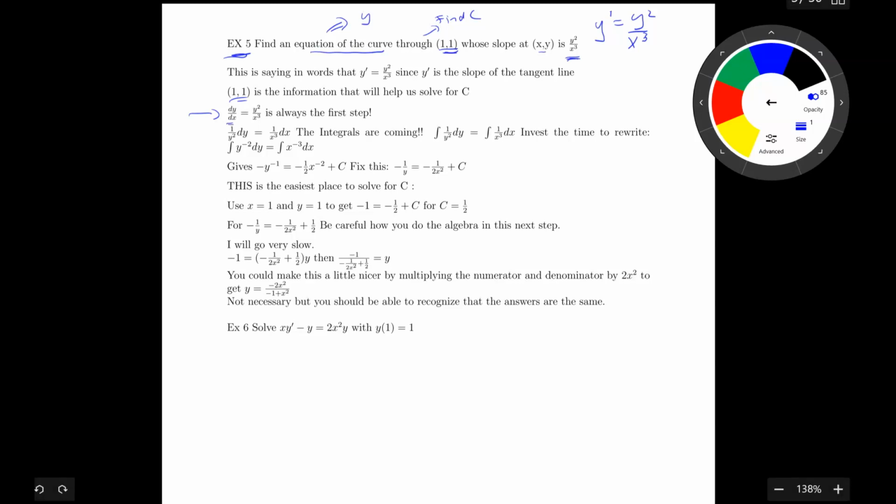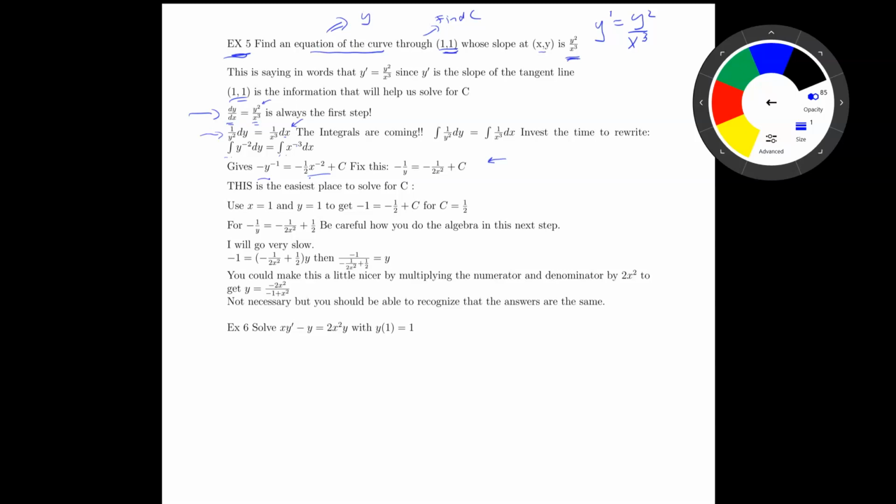separate the variables, multiply by dx, divide both sides by y squared, right? To get the y's on one side, the x's on the other. Integrate both sides. So add 1 to the exponent, add 1 to the exponent, lots of negatives, right? So I'm even going to take the time to rewrite these two things with the negative exponents, putting them in the denominator. So again, this is the easiest place to solve for c.